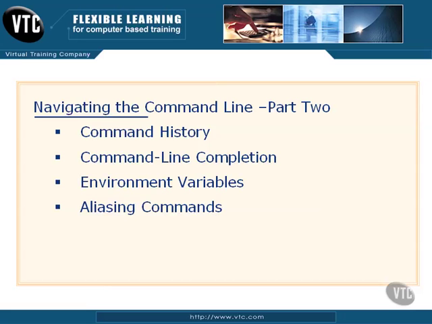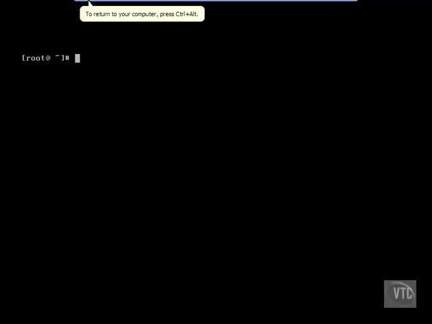We'll also look at command line completion. We'll take a look at environment variables and show you how to show those and to set them. And finally, we'll look at aliasing commands and show you how aliasing can help you provide shortcuts for longer command sequences. The first thing we'll talk about is command history.